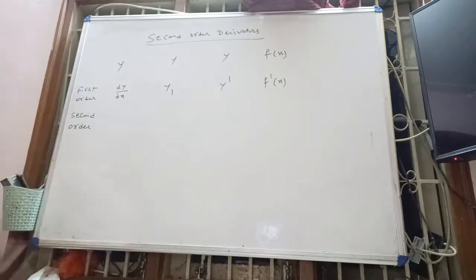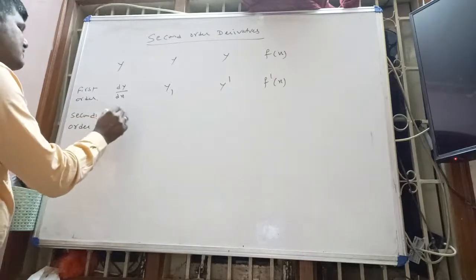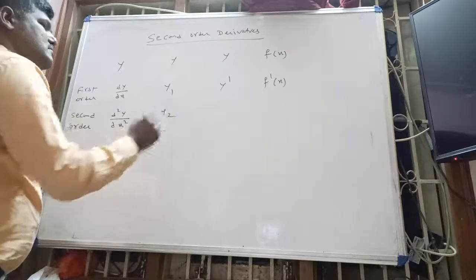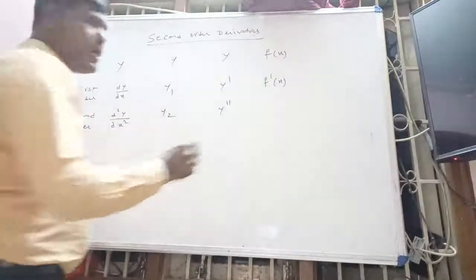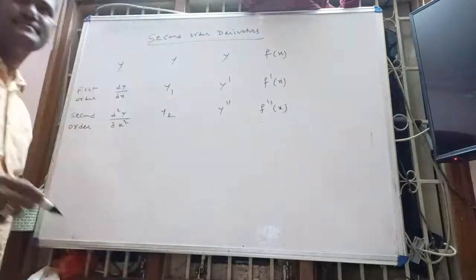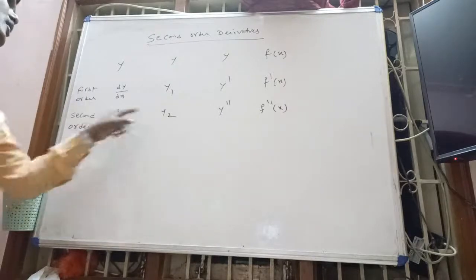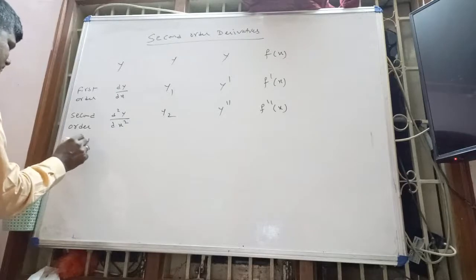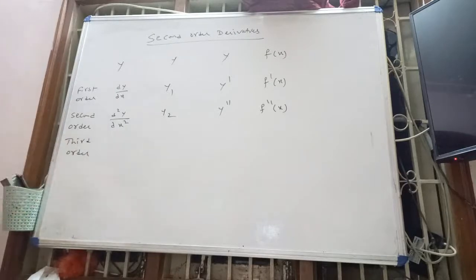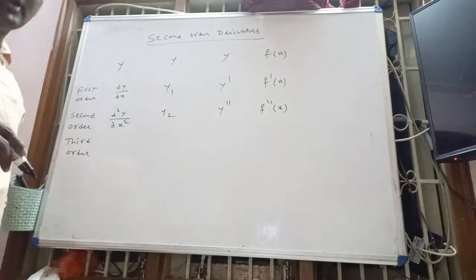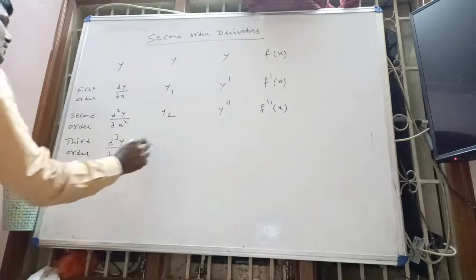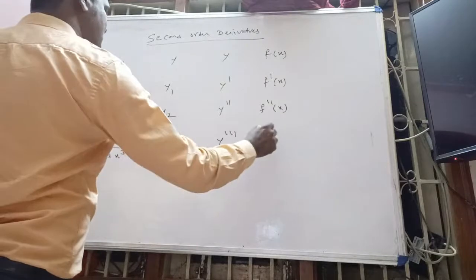Second order means we can spell dy by dx as d square y by dx square, or y2, or y double dash, or f double dash of x. Third order derivative. Third order you don't have, unfortunately, but just listen, because in differential equations we'll discuss third order also. That's why you need to remember third order. We can call it d cube y by dx cube, y3, y triple dash, f triple dash of x.